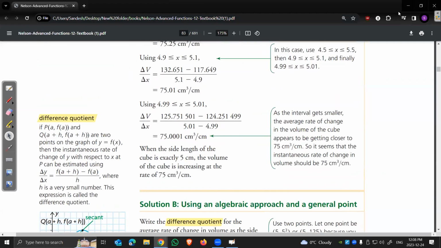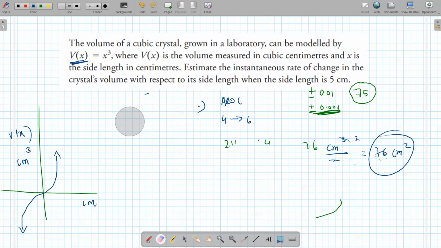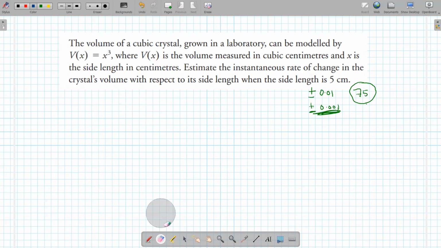Actually, let me just show you right here how to get that 75. This thing that we did is just an approximation. There is a way to get the precise answer, and this is called the algebraic way. The thing we just did needs a calculator, but this one you don't really need a calculator.